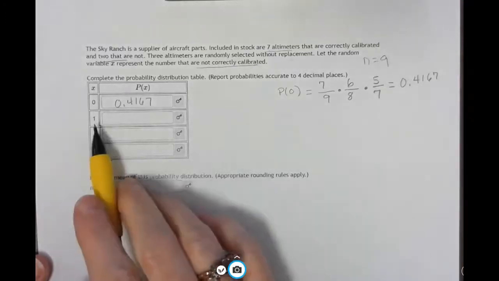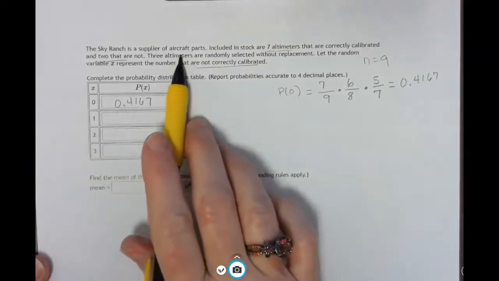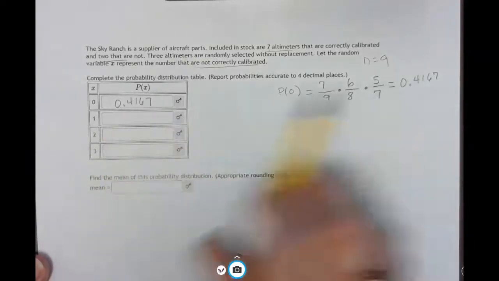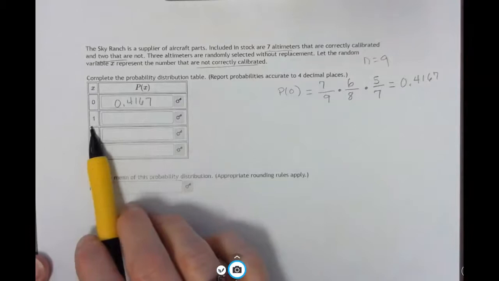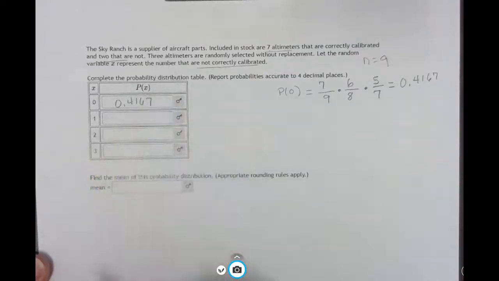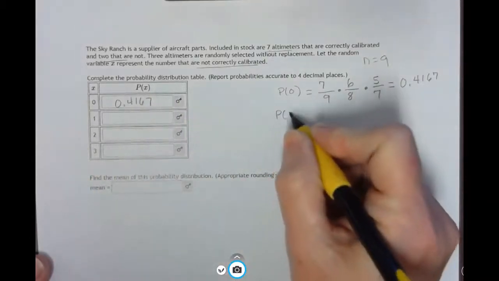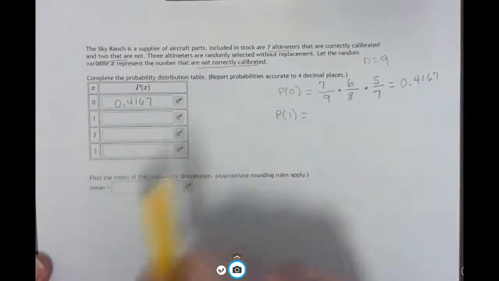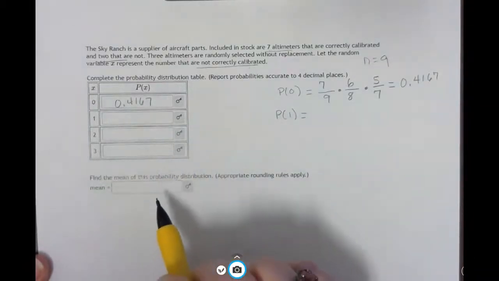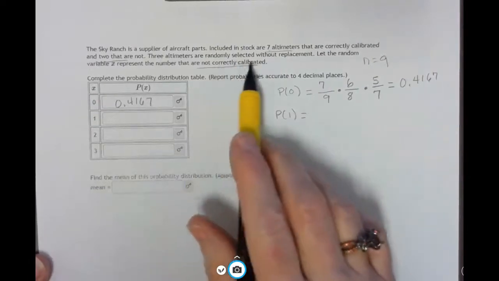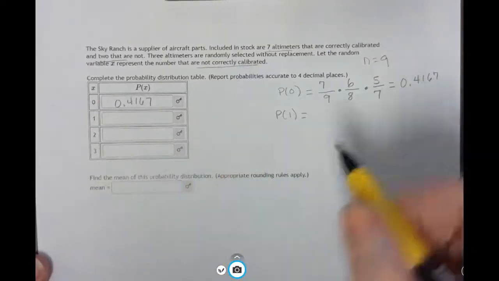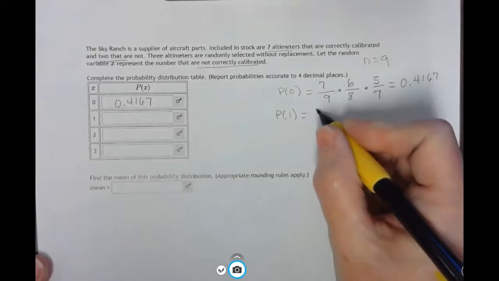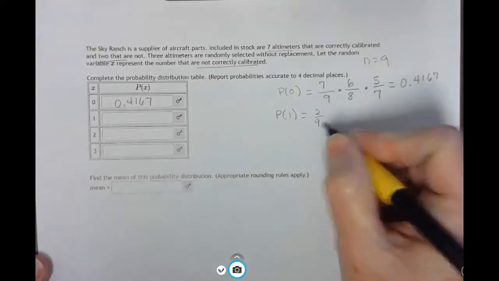All right, now let's look at the next question. Now we're looking at the probability that we're still drawing 3. Okay, now we put all these back. We're going to look at the probability of getting 1 out of 3. So the probability of 1 that is not correctly calibrated. So if we're looking at the ones that are not correctly calibrated, so what's the probability of getting it on the first draw? Well, that would be 2 out of 9.